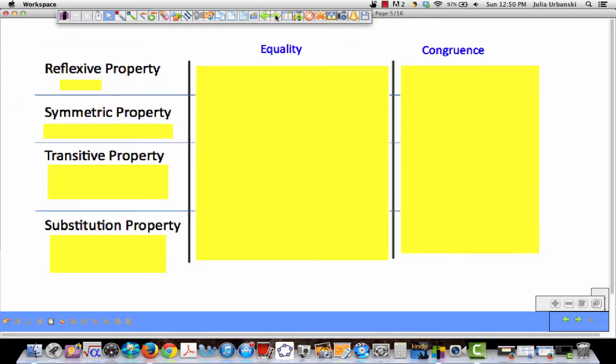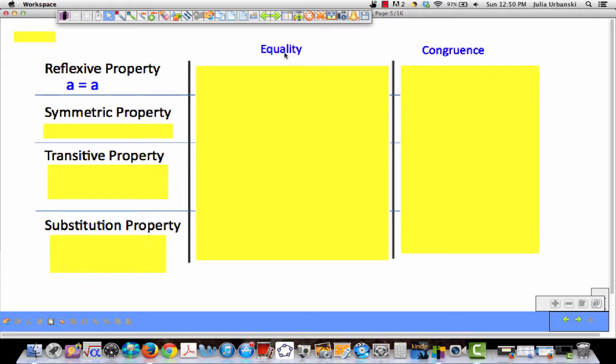The next part of our notes talks about some new ones that you might not have heard of before, although they should be kind of familiar to you. Reflexive property means that it is exactly equal to itself. For example, A equals A. Whatever's on this side has to be exactly the same as what's on that side. It's like they're looking in the mirror again. The equal sign is the mirror, and they're exactly the same.